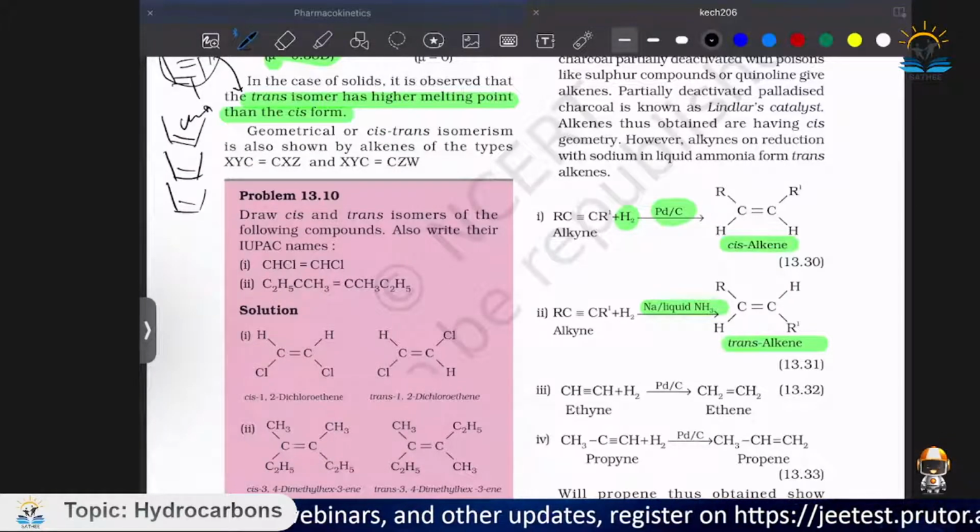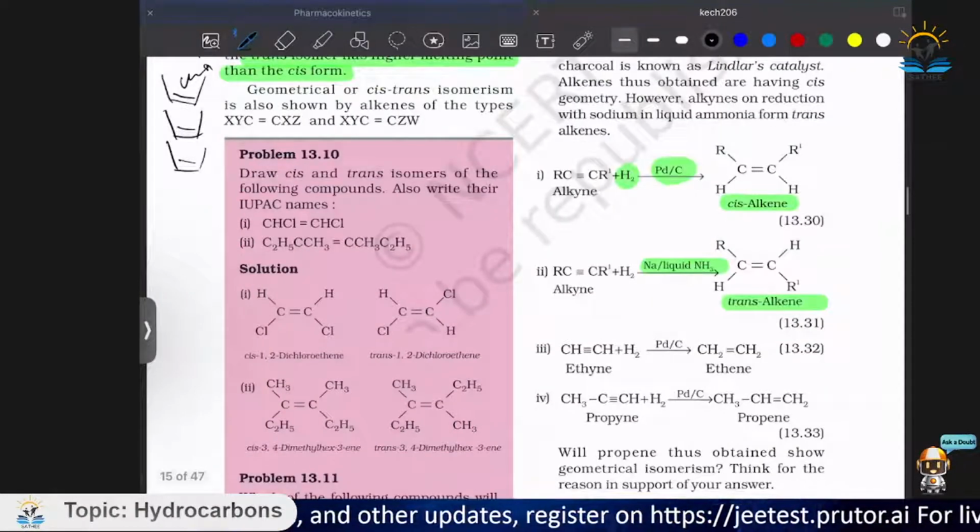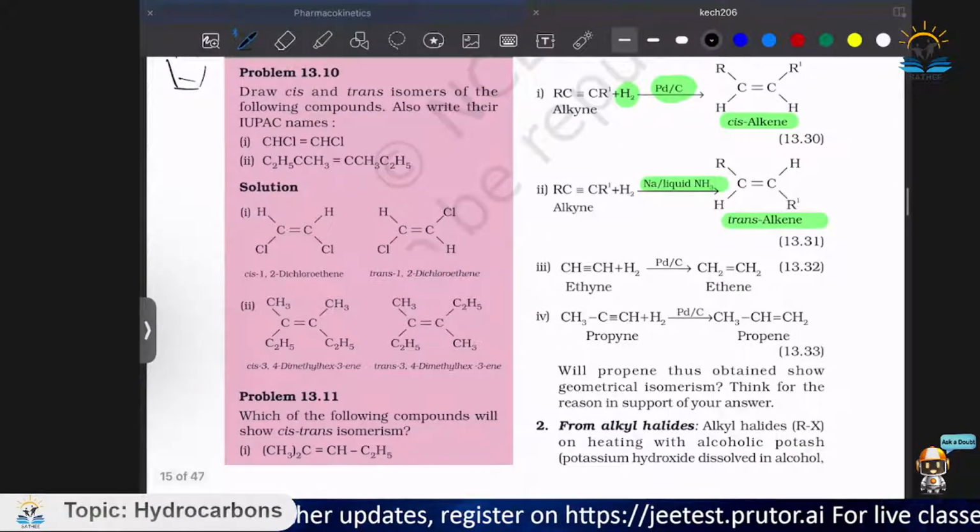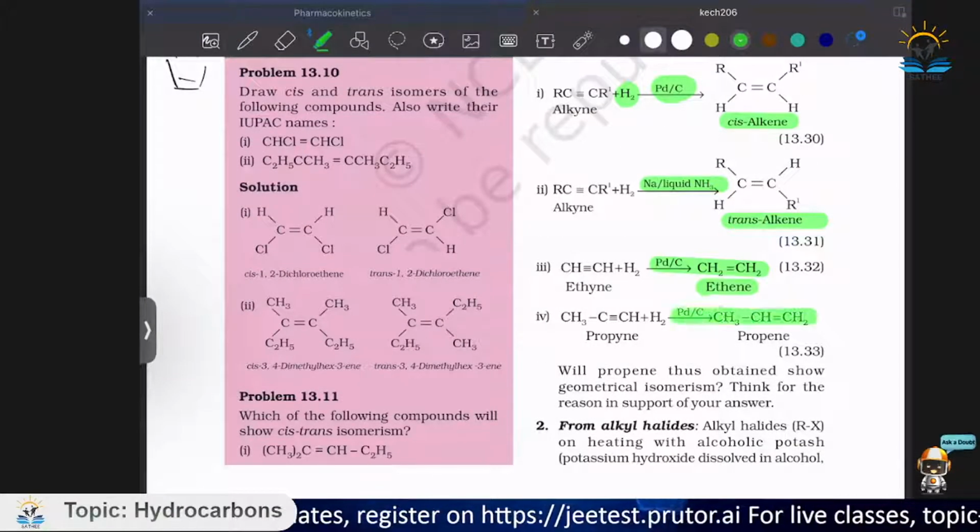the trans one, and there you get a cis one. Again, for ethene, it is not defined. Even for propene, cis-trans will not be defined.